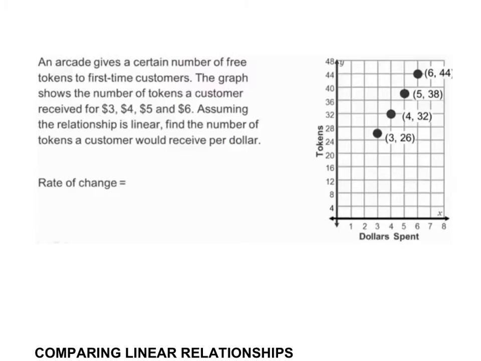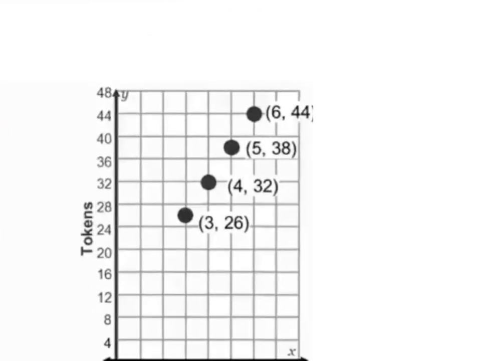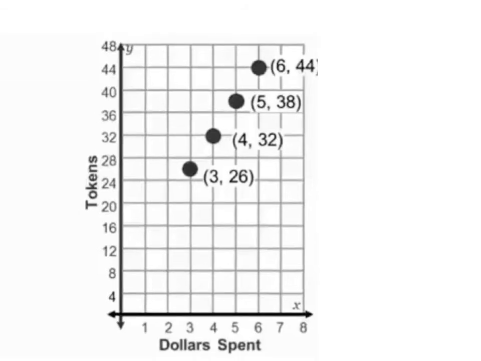So what this says, as we look over here, is that for $6 spent, you get 44 tokens. If you spend $5, you get 38 tokens. $4, you get 32, and $3, you get 26.